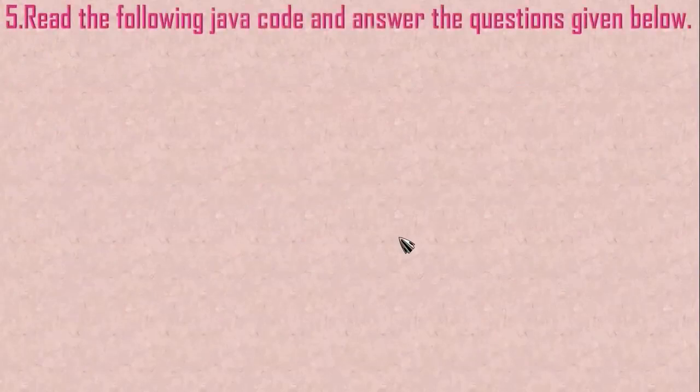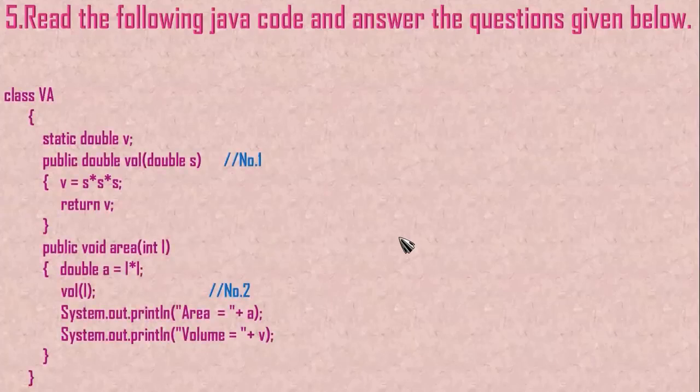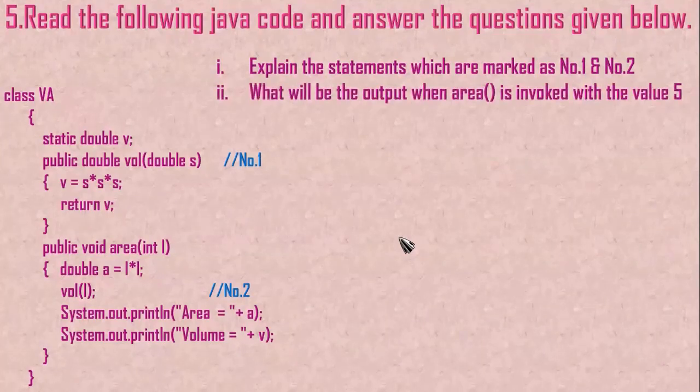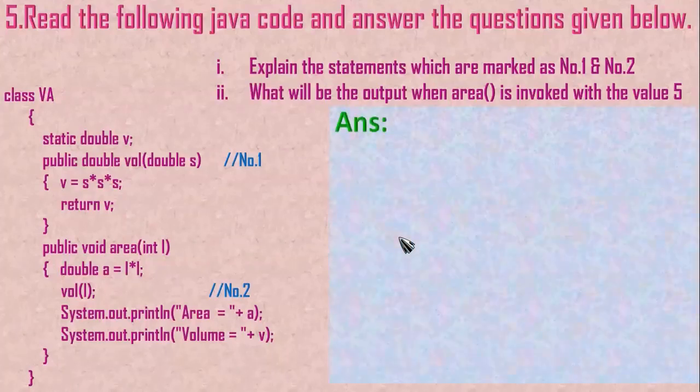Read the following Java code and answer the questions given below. So here is a class. Let us see the question and then we will analyze it. Explain the statements which are marked as number 1 and number 2. What will be the output when area of is invoked with the value 5?